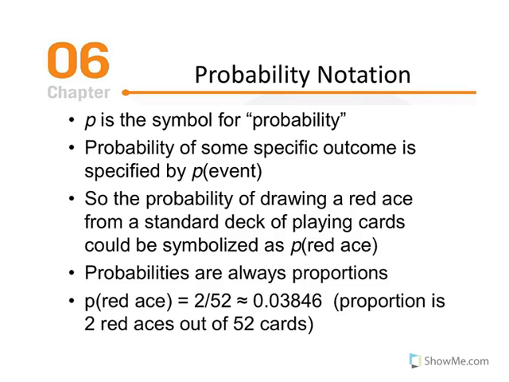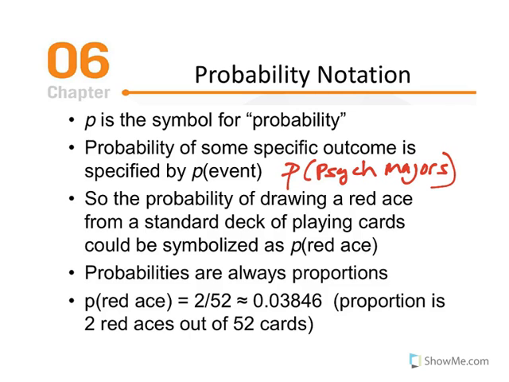So we need to recognize that there is specific notation when we are working with probability. P is the symbol for probability. Probability of some specific outcome is specified by P, and then in parentheses, the event. So notice how I had written probability of psych majors. What is the probability that I would randomly select a psych major from this course? Here's another example. The probability of drawing a red ace from a standard deck of playing cards could be symbolized as P, and the event that we're interested in is red ace.